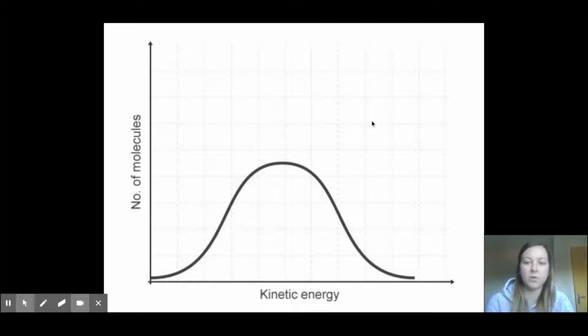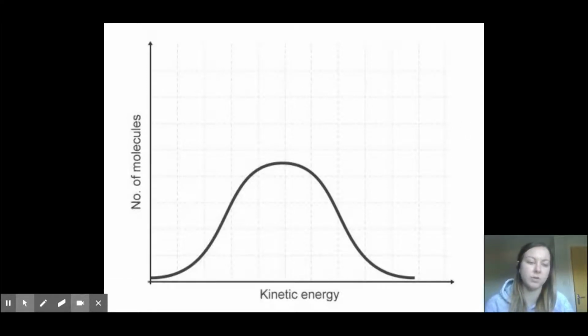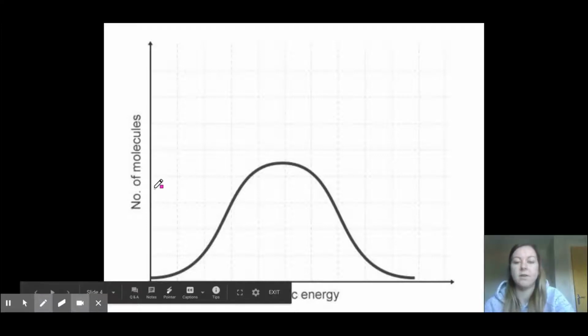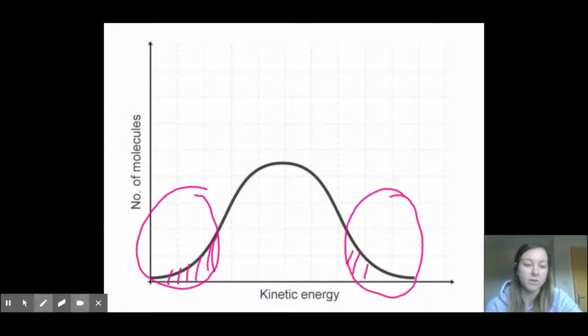So here is what a typical graph looks like to show the kinetic energy of particles. Now this is a normal distribution curve, which basically very simply means that in this part here, if we just shade this area of the graph, there are very little numbers of molecules that have low kinetic energy. And similarly, if we just shade in this area of the graph here, there are very little numbers of molecules with high kinetic energy.